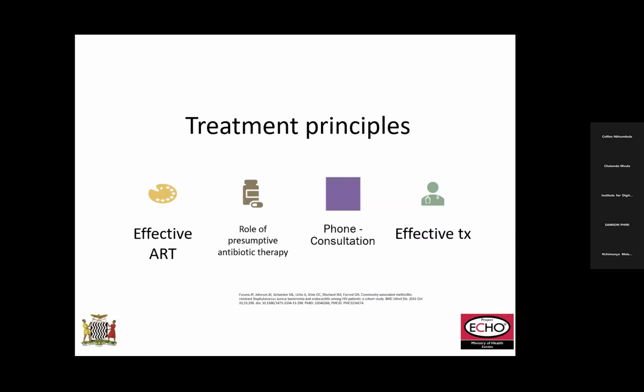So when we talk about the treatment part, remember we are talking about three things here: prevention, we have talked about diagnosis, and now we are looking at the principles of treatment. Of course, you cannot deal with antimicrobial resistance when there is no effective ART. So you need to give the appropriate dose, the appropriate regimen, and at the appropriate age. That is quite important. Effective ART is key. We also need to understand the role of presumptive antibiotic therapy, and consultation, because not everyone deals with antimicrobial resistance every day. Consulting senior colleagues is key, and ensuring that you have an effective treatment when you have this client in the ward.